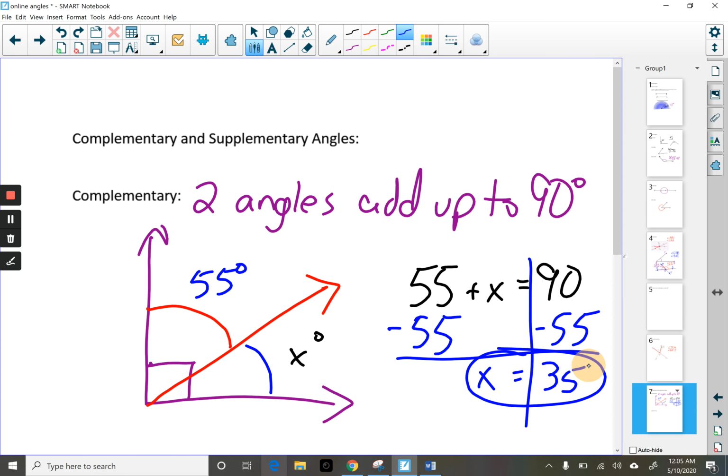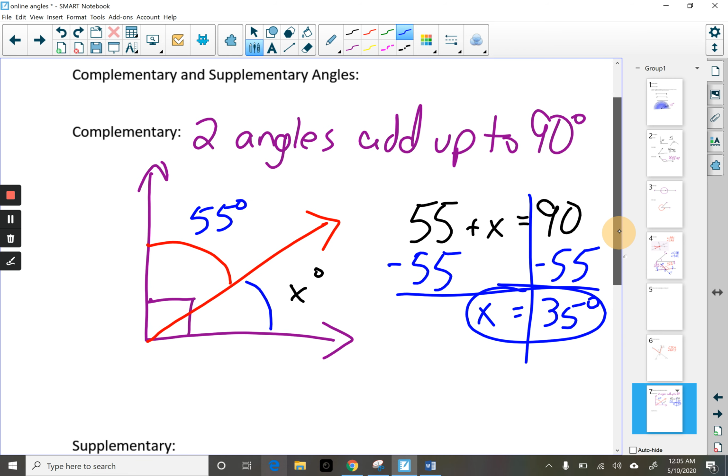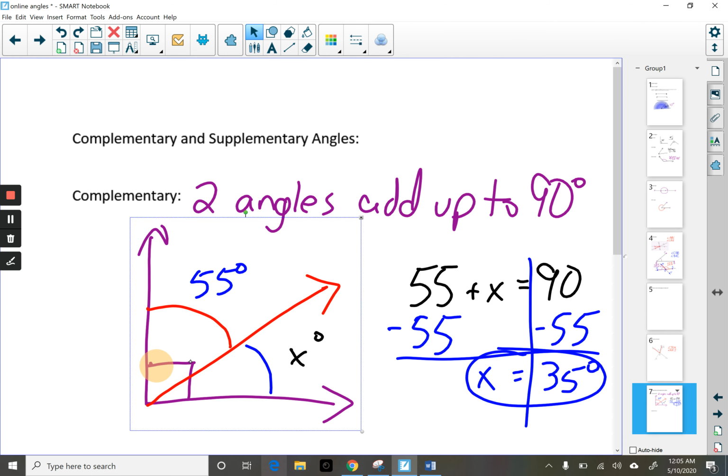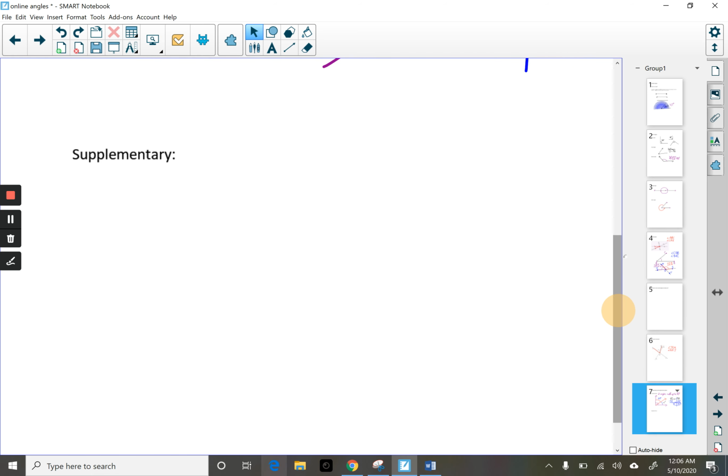No questions? Awesome. So let's continue on. That's basically it for complementary. Once you know what one of the angles is, you can always subtract it from 90 to solve the other one. Remember, it's not always going to be perfectly like this. As long as you see that 90 degree box right here, it means it's a 90-degree angle. Use that to help. Complementary angles add up to 90.